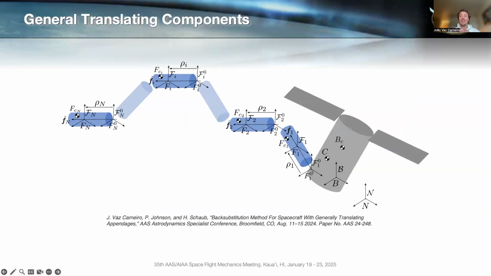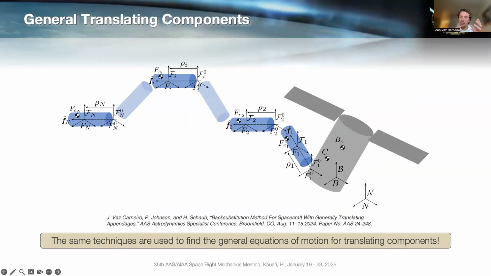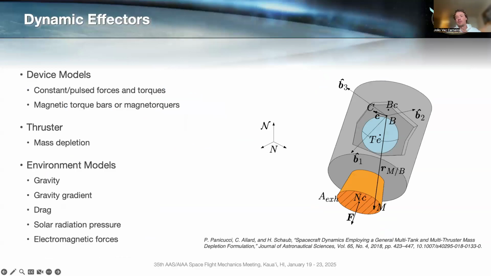We also defined the model for general translating components. This is very similar to the rotating components, except that instead of rotating about an axis, they now move about an axis. And finally, we also have dynamic effectors. These are the models that contribute to the right side of that equation that I talked about at the beginning. There are a lot of environment models like gravity gradient, drag, SRP, and electromagnetic forces. We've also defined a very thorough thruster model, which accounts for the mass depletion and how the mass particles exiting the nozzle have an impact on the spacecraft motion.